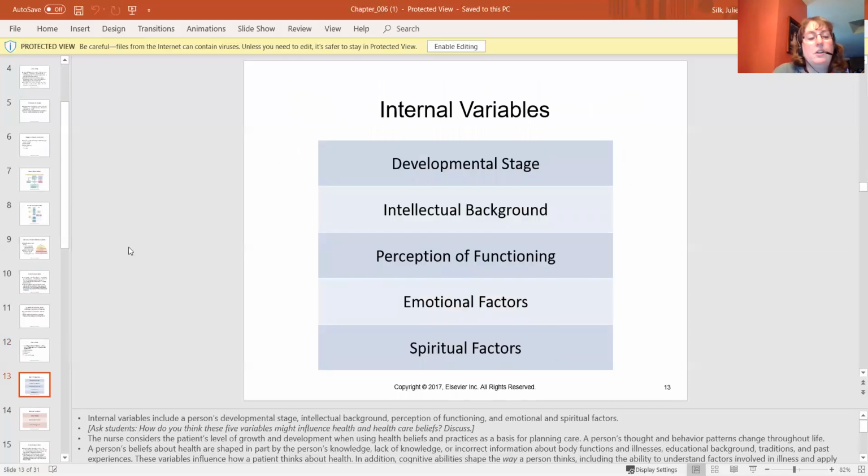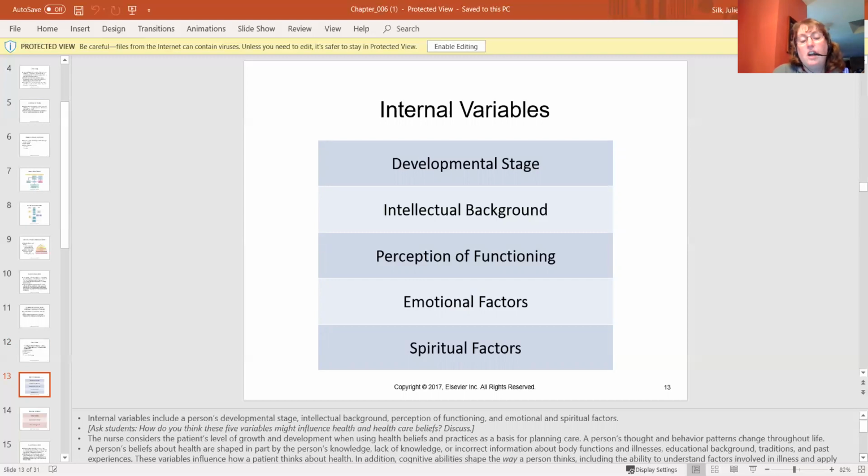Okay, so then there are internal variables that include a person's developmental stage, their intellectual background, perception of functioning, and emotional and spiritual factors. The nurse considers the patient's level of growth and development when using health beliefs and practices as a basis for planning care. A person's thought and behavior patterns change throughout life. A person's beliefs about health are shaped in part by their knowledge, their lack of knowledge, or incorrect information about body functions and illnesses, educational background, traditions, and past experiences. These variables influence how a person thinks about health.